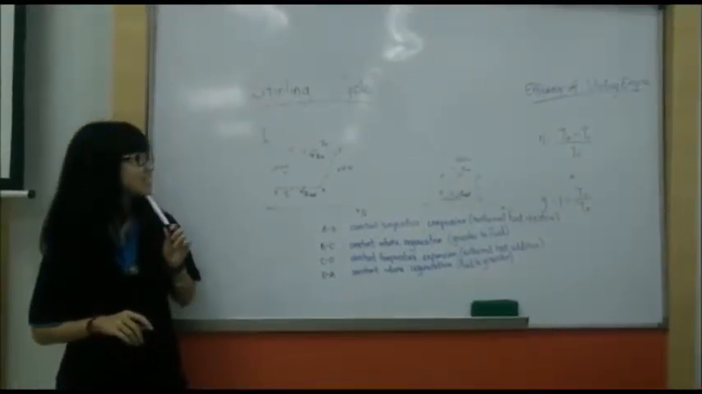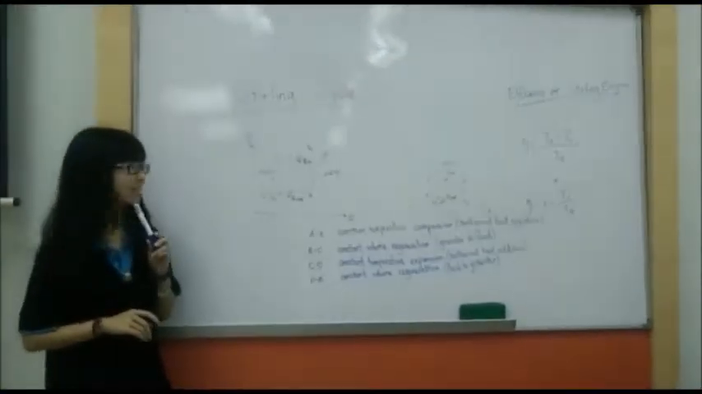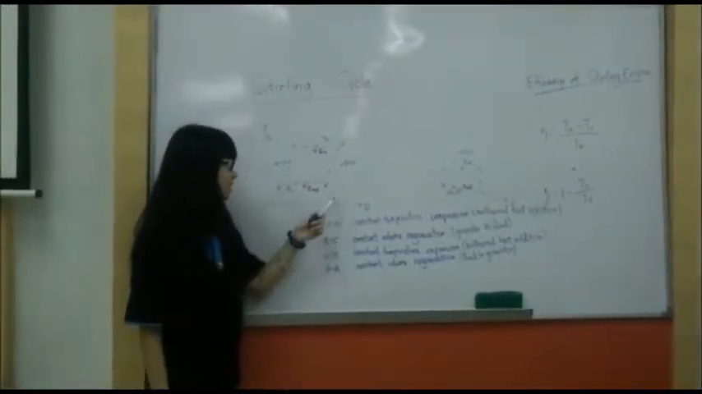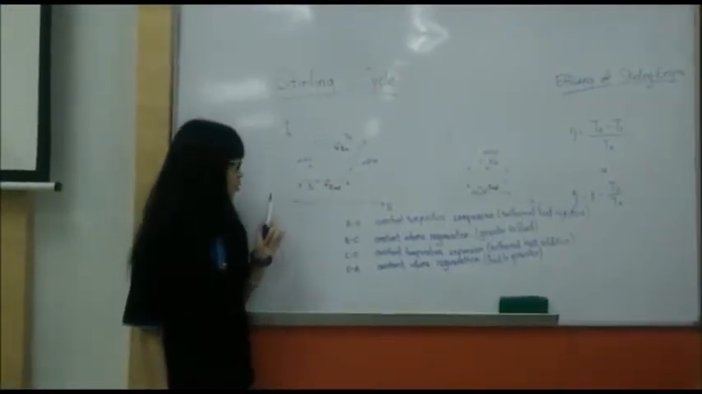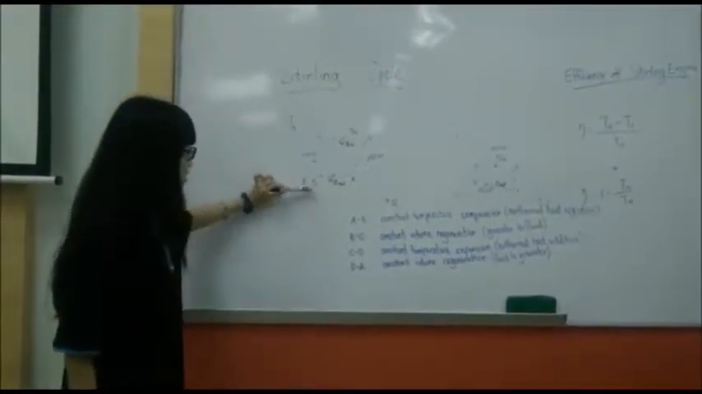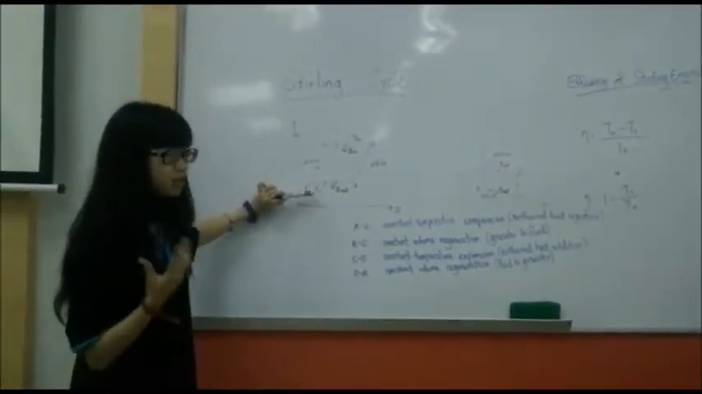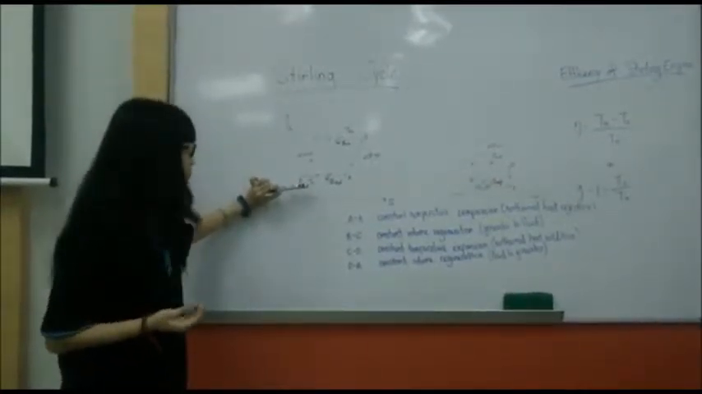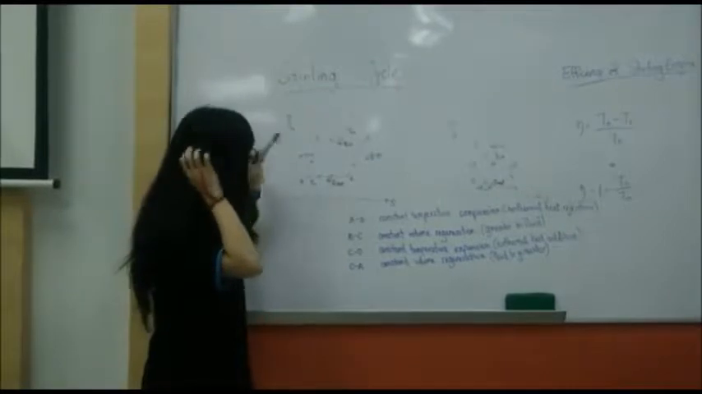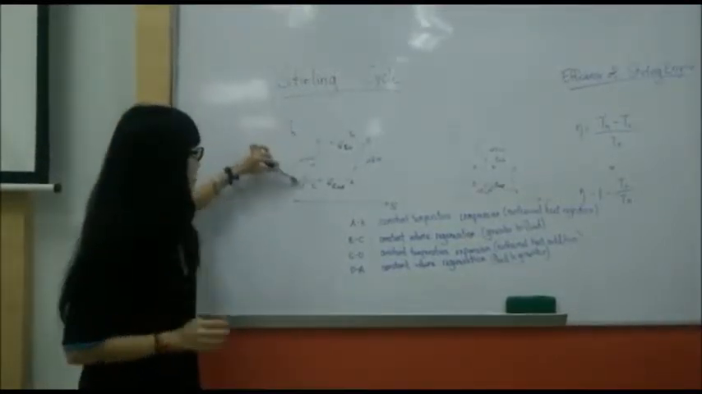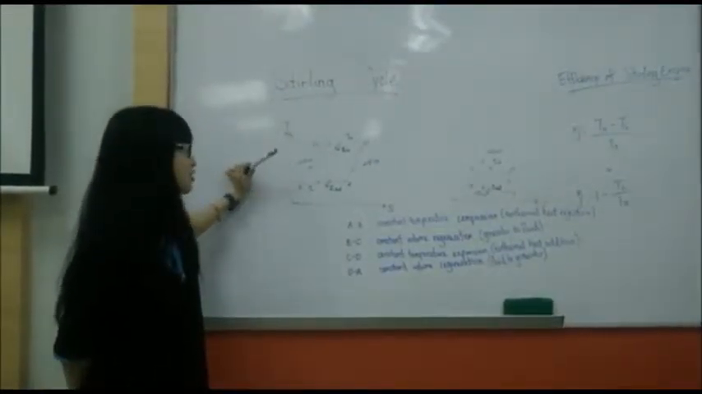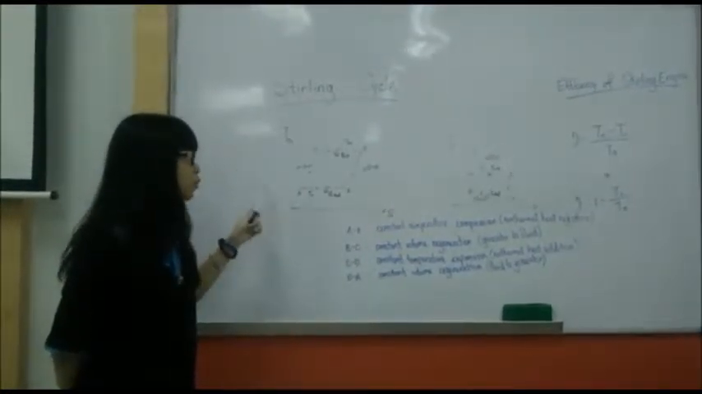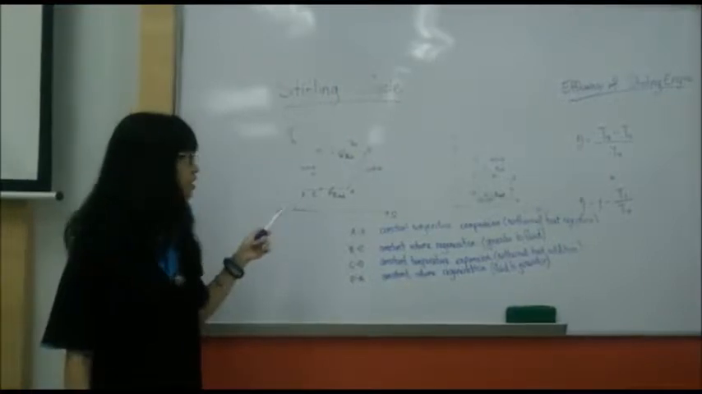Here's the TS diagram for the Stirling cycle. Starting from point A to B is the constant temperature compression, where the temperature is known as the low temperature, which means the temperature of the cold workspace. Then from B to C is the constant volume regeneration part, where the internal heat will flow from the regenerator to the working fluid.